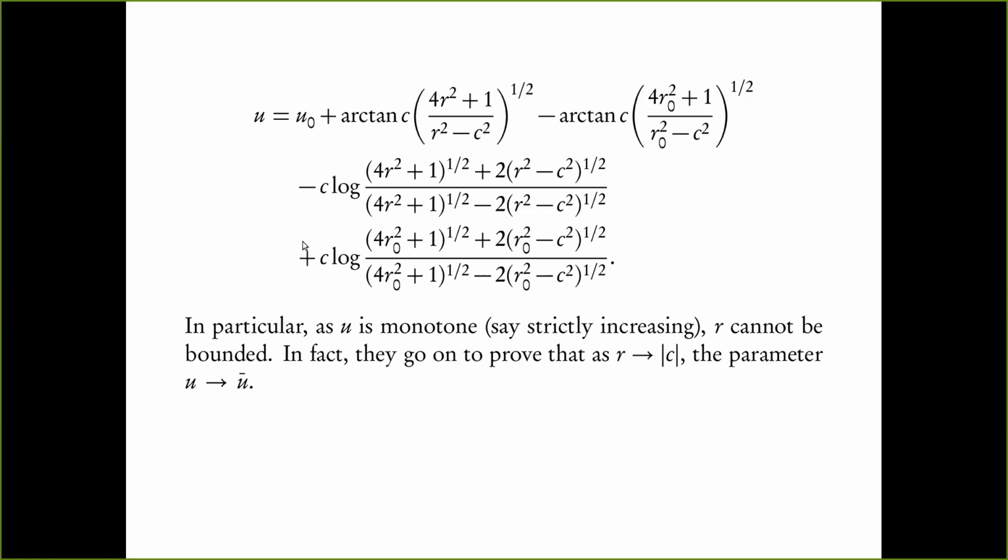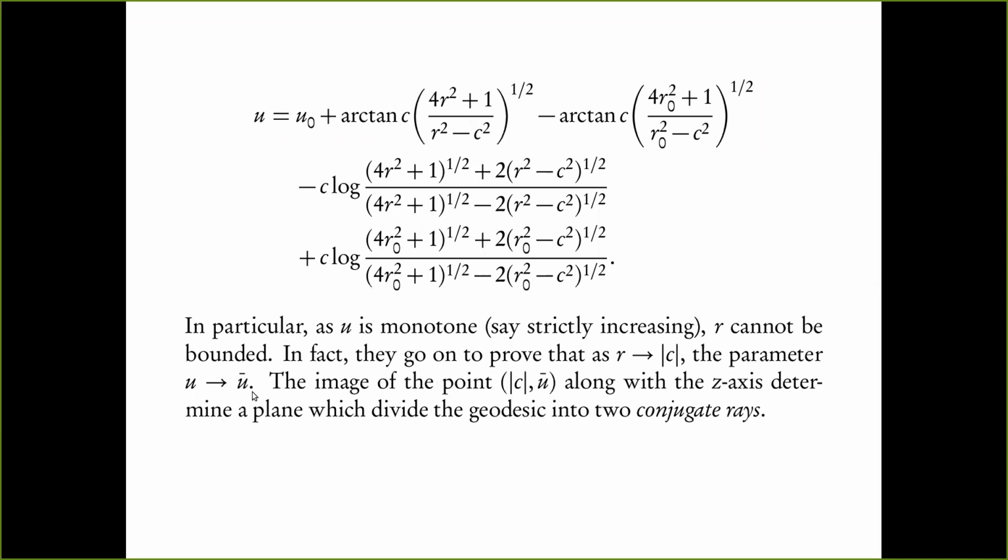Okay, but what they show is actually something more interesting. They show that as R goes to the parameter absolute C, so remember here you can let R go to absolute C, then U will have a limit. It will be U plus whatever limit happens here, as R goes to absolute C. We call that U bar. So what they do is you look at the image of the point C bar, absolute C and U bar. Along with the Z axis, this determines the plane which will divide the geodesic into two conjugate rays.